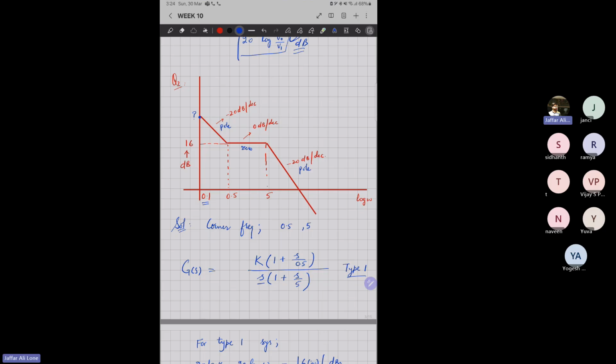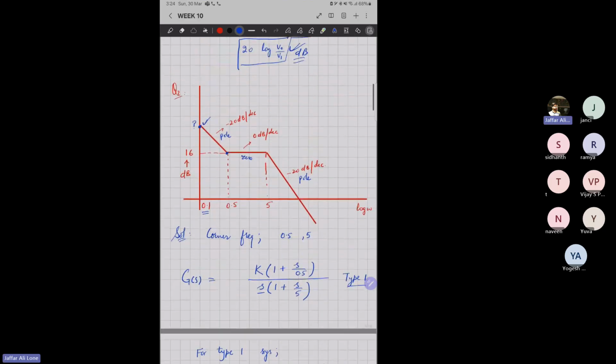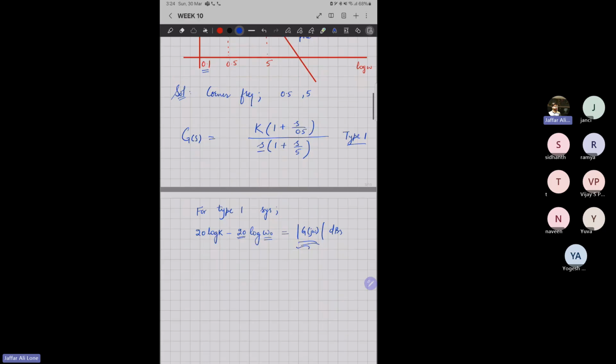So I need to find the coordinates of this point. I know the coordinates of this point: it is 16 and log of 0.5, because it's a log scale. So I can easily find the coordinates of this point, right? Let's first find the coordinates of that point, because this magnitude I will use here.